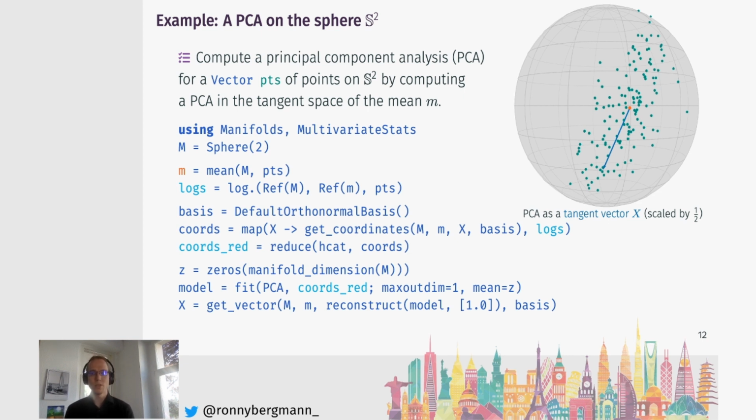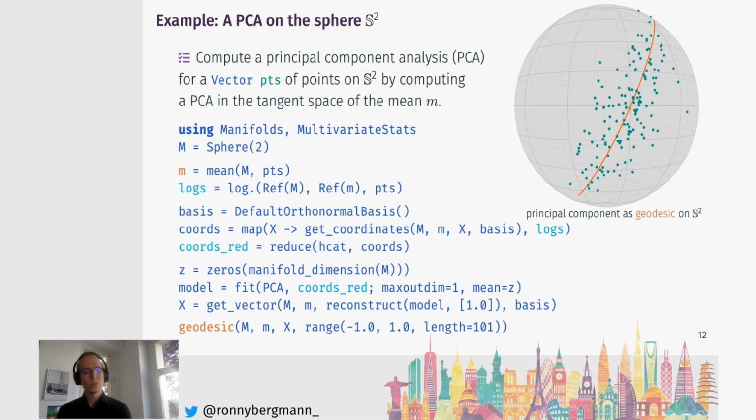And to get a better image of this, we can then take the geodesic from -1 to 1 to draw the main axis of the PCA on the sphere, which is then this orange line. And if I now want to switch to another manifold, I just have to have other points and change the second line of the code. All the rest works generically on any manifold that provides mean and log.